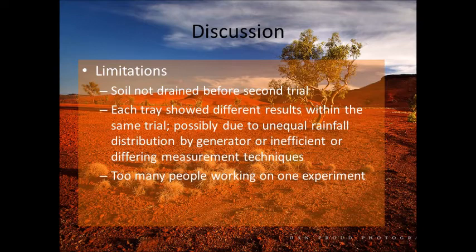The 3 trials for runoff and erosion under each rainfall frequency were not averaged because data from each tray showed different results, particularly during the first simulation. This could possibly be due to uneven rainfall distributed by the rainfall generator, in which case more trials should be included to mitigate differing results. Another reason could be inefficient or different measurement techniques, as the experiment was conducted by a large number of people. These experiments could be conducted by fewer people in future.